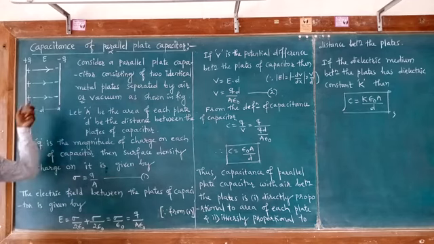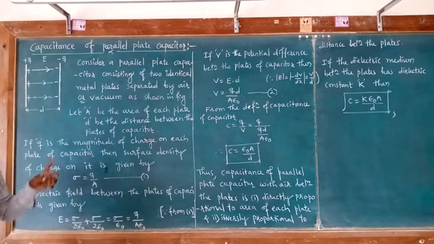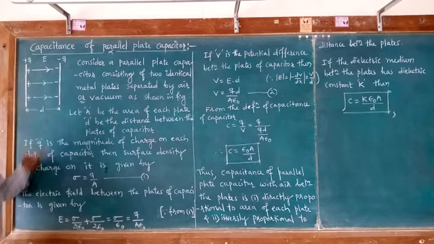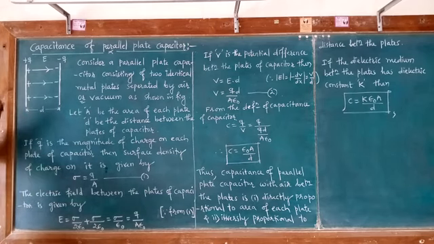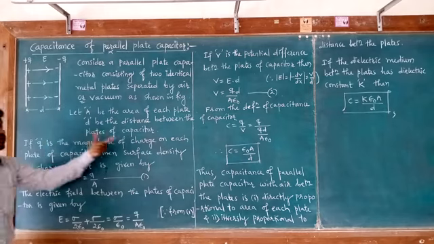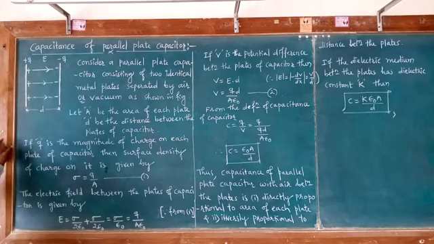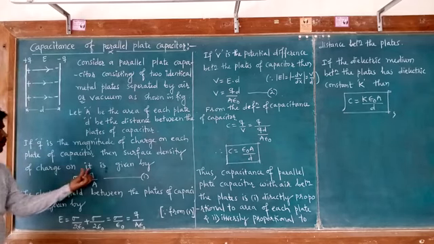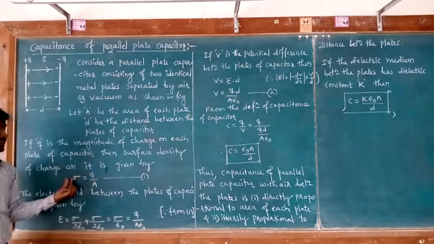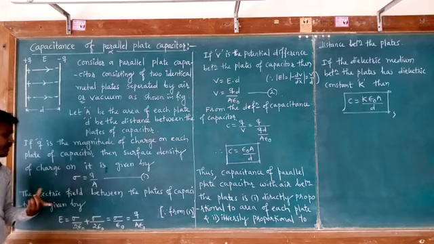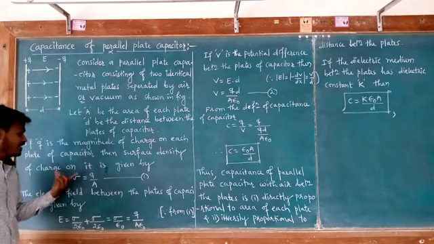Let A be the area of cross section of each plate of the capacitor. Let d be the distance of separation between the two plates of the capacitor. And the next one, if Q is the magnitude of charge on each plate of the capacitor, then the surface density of charge on it is given by sigma is equal to Q divided by A. Surface density of charge is charge per unit area, also called surface charge density.